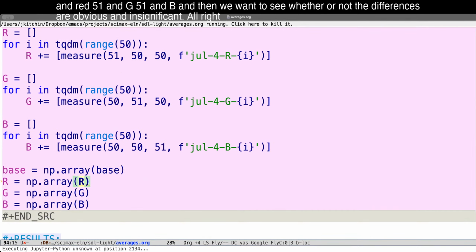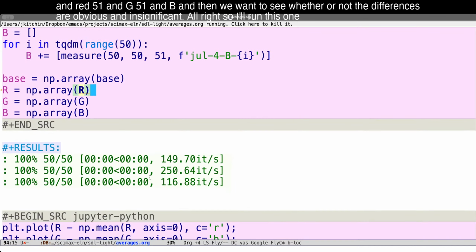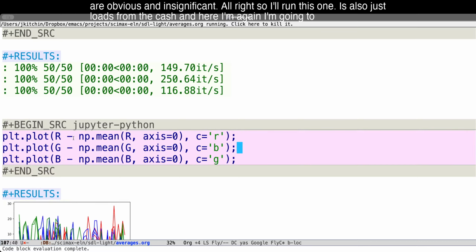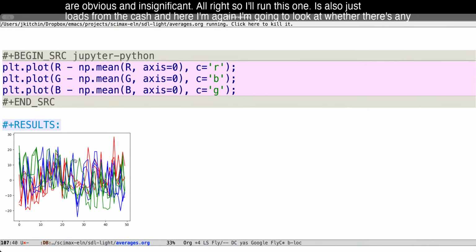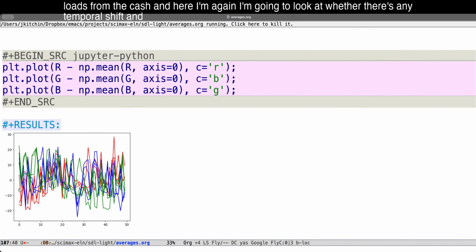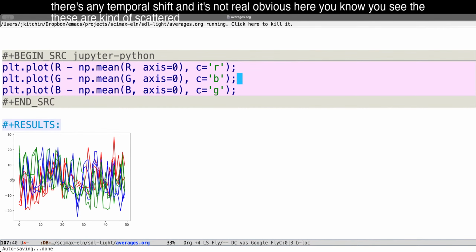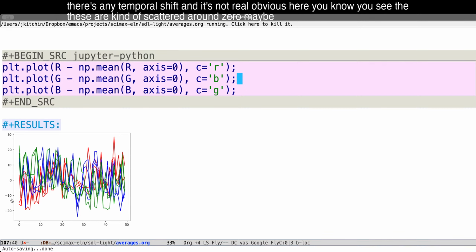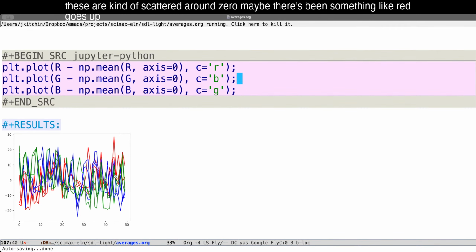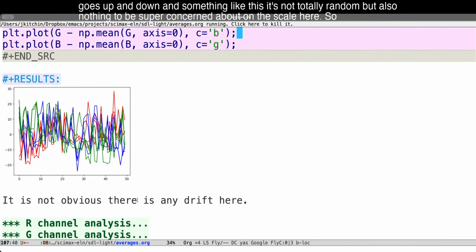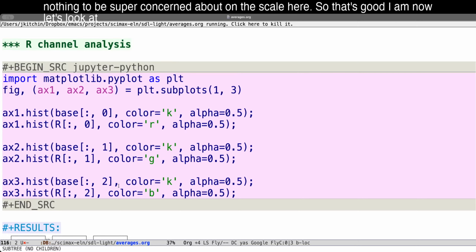All right, so I'll run this one. This also just loads from the cache, and here I'm going to look at whether there's any temporal shift, and it's not real obvious here. You see these are kind of scattered around 0. Maybe there's been something like red goes up and down, not totally random, but also nothing to be super concerned about on the scale here. So that's good. Now let's look at the analysis.